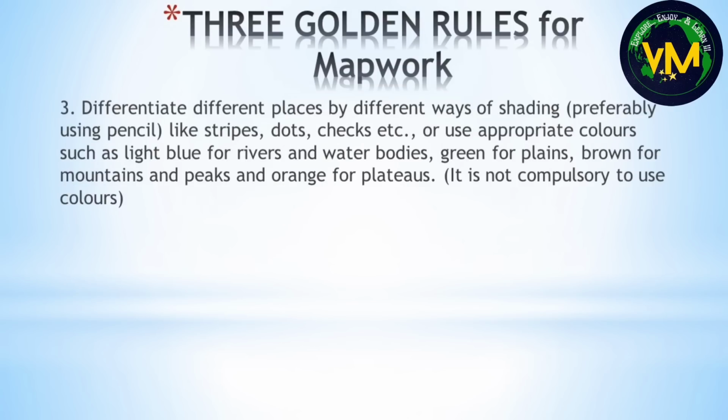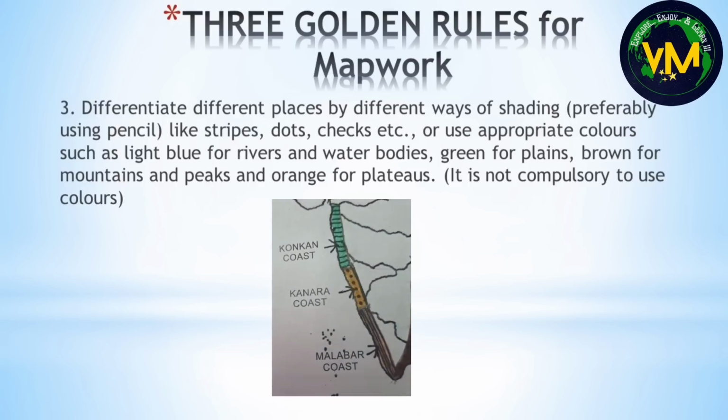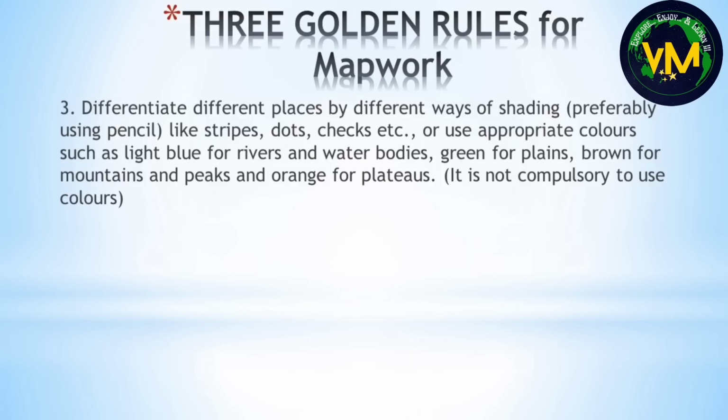And third point, differentiate the different places by different ways of shading, preferably using a pencil. See, like this, you can use stripes for one place, dots for one place, checks for one place, and it is not compulsory to use colors. However, if you are planning to use colors, appropriate colors should be used, like light blue for rivers and water bodies, green for plains, brown for mountains and peaks, and orange for plateaus.